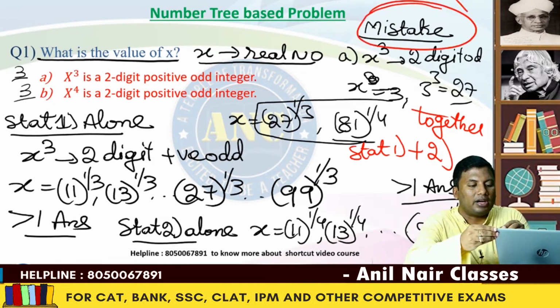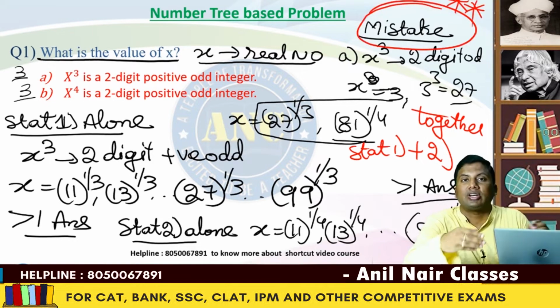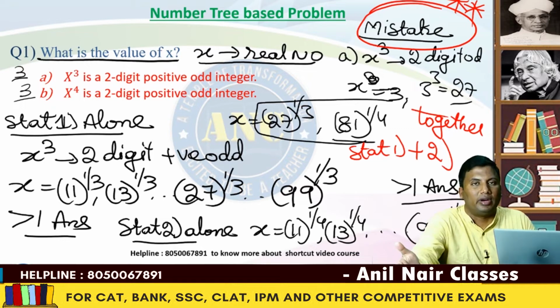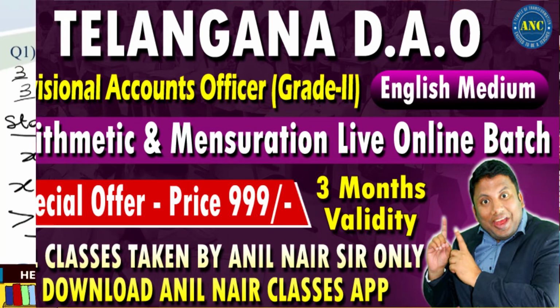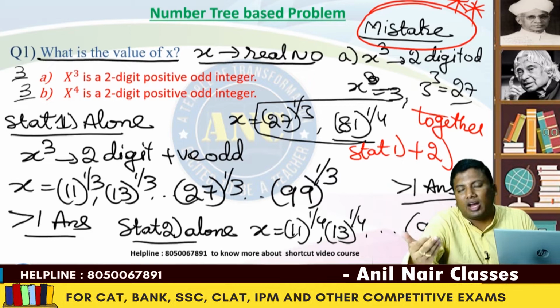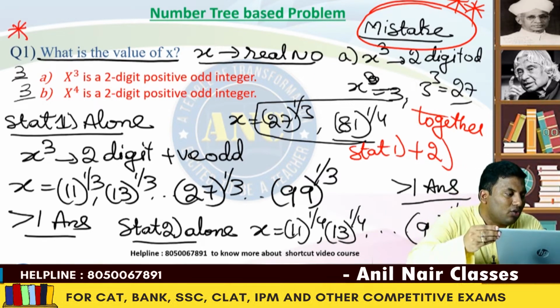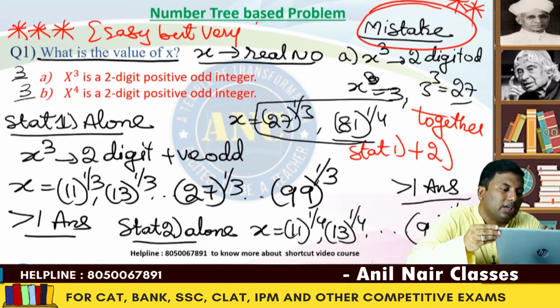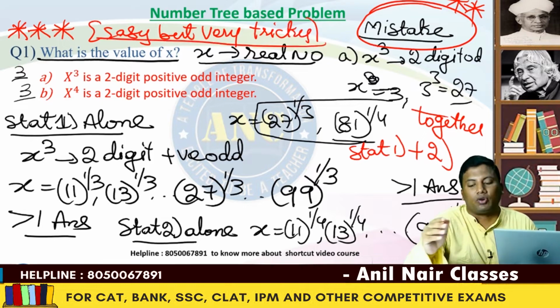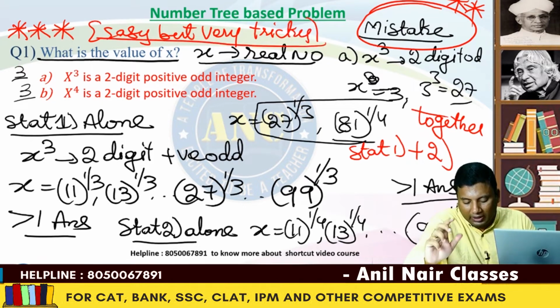I hope you have understood the mistake. If you understand the mistake, then the second time you will not do it. We are okay with making new mistakes, but we are not okay with making the same mistake twice. A very good question where the question seems easy, but is very tricky. Question number 1, I hope it is clear.